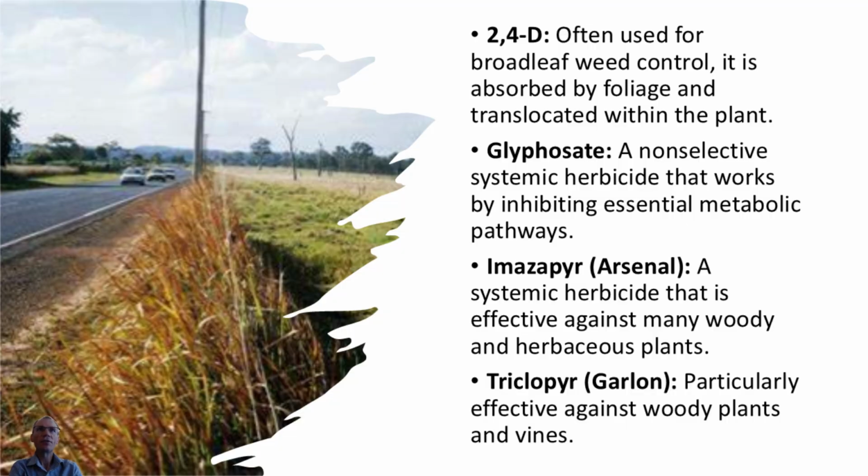2,4-D, often used for broadleaf weed control. It is absorbed by foliage and translocated within the plant. Glyphosate, a non-selective systemic herbicide that works by inhibiting essential metabolic pathways. Imazapyr, Arsenal, a systemic herbicide that is effective against many woody and herbaceous plants. Triclopyr, Garlon, particularly effective against woody plants and vines.